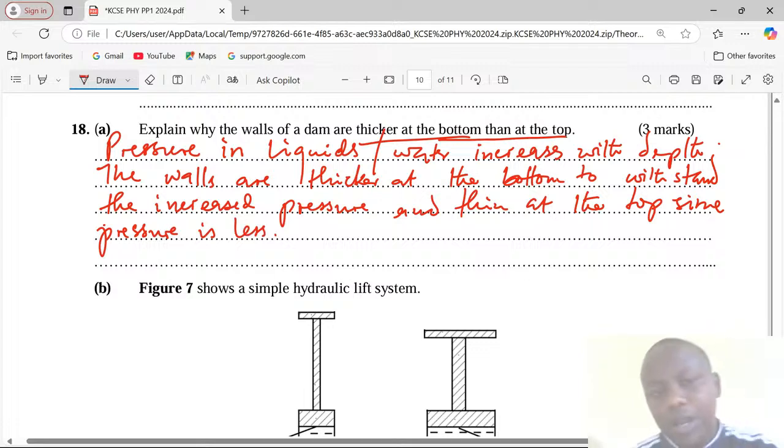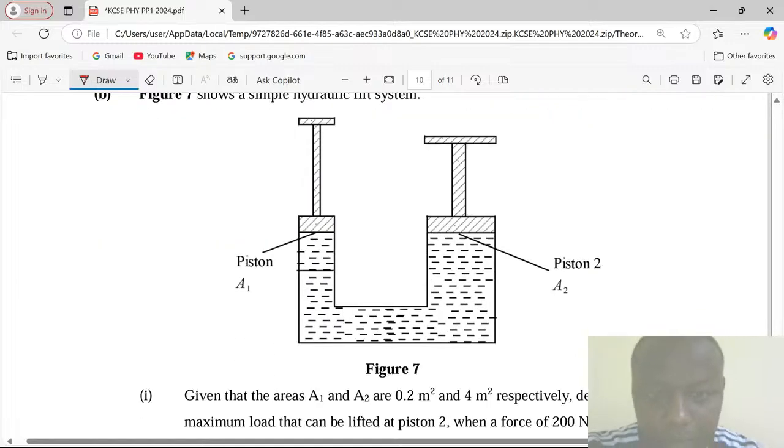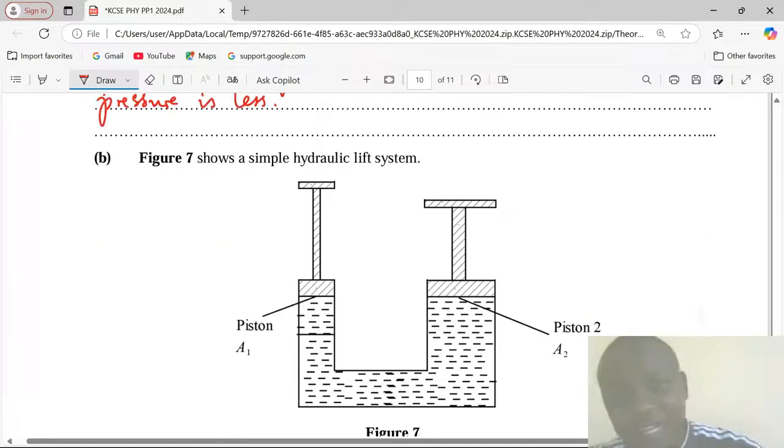So at the top, pressure is less. At the bottom, pressure has increased. So where do we need thicker walls? At the bottom, where pressure due to water is very great.